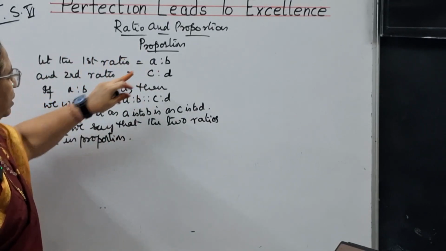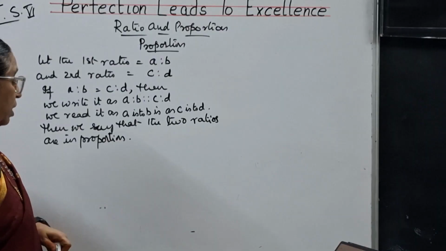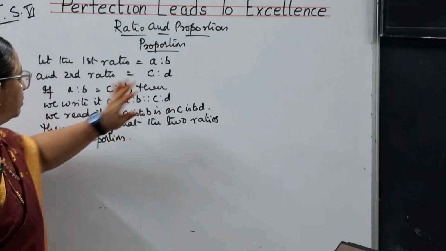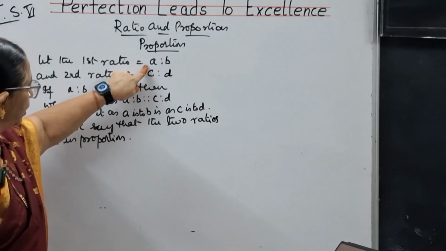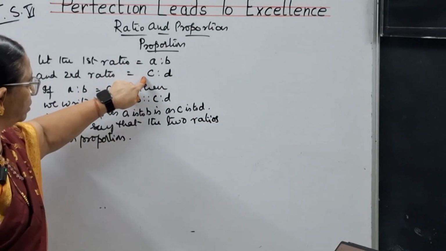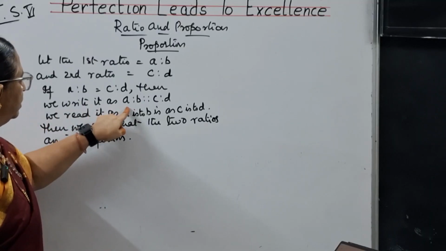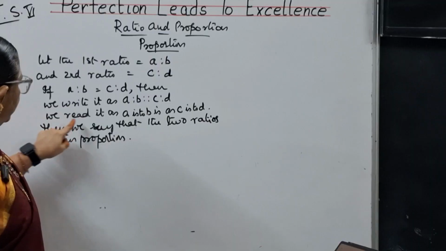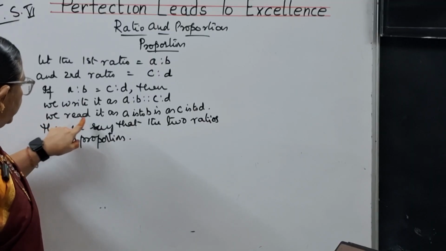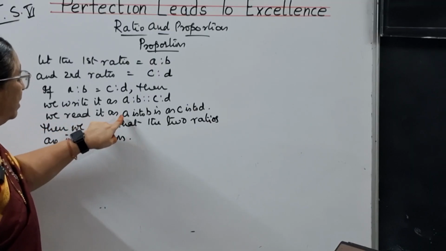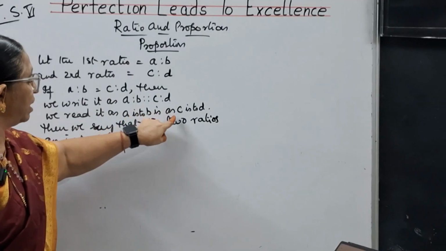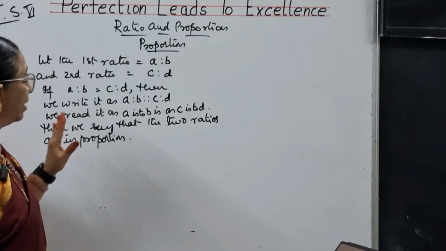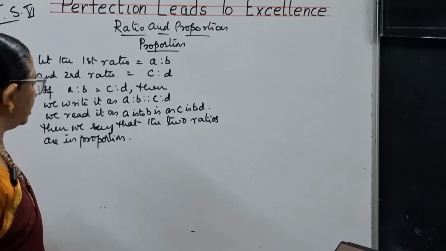This proportion is dealing with two kinds of ratios. Suppose first ratio is A is to B and second ratio is C is to D. Then whatever is the value that you are getting for A is to B, if it is equal to C is to D, then we say that A is to B is as C is to D. So how it has to be read? I have written it here. You see, we read it as A is to B is as C is to D. So if you have got like this, then we say that they are in proportion.